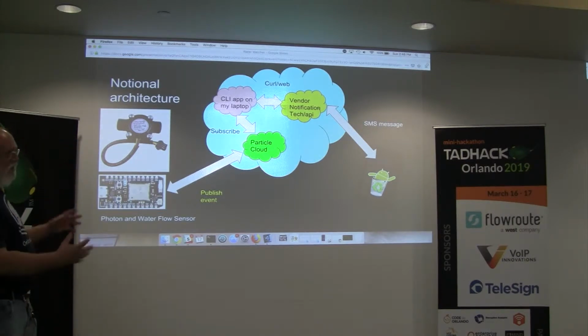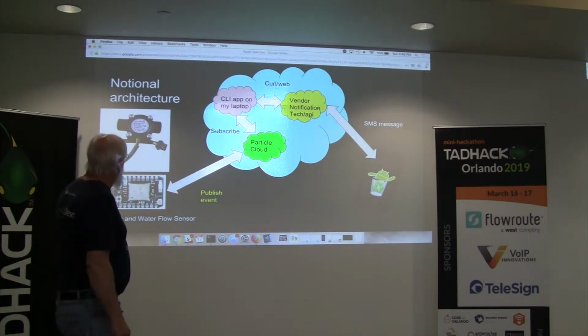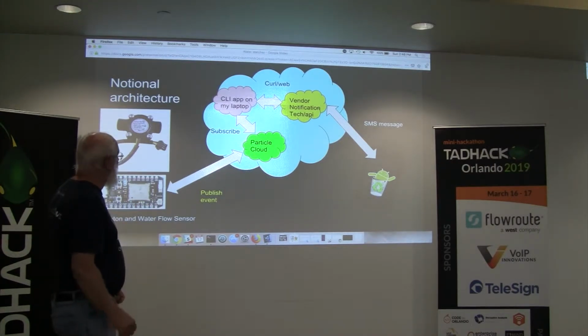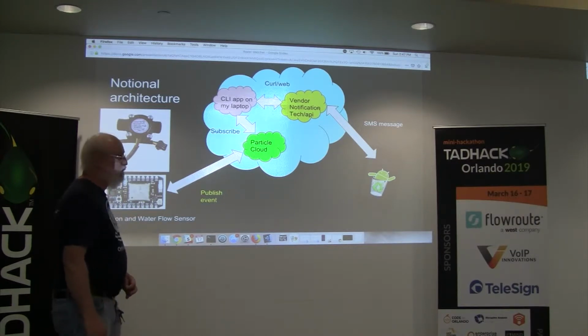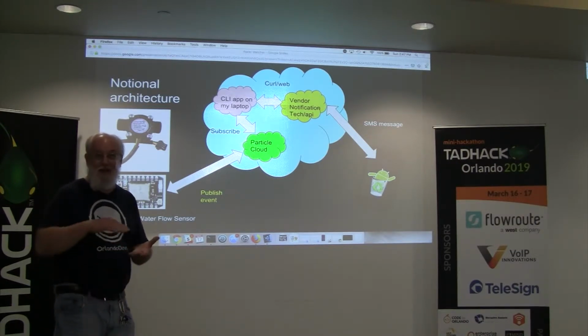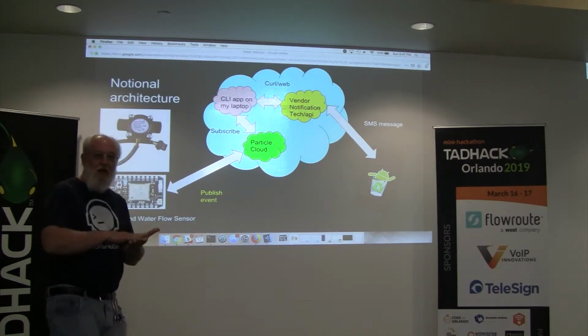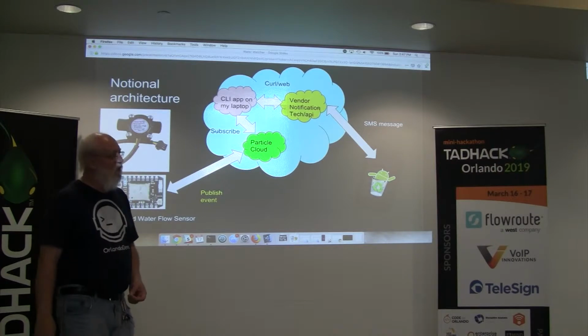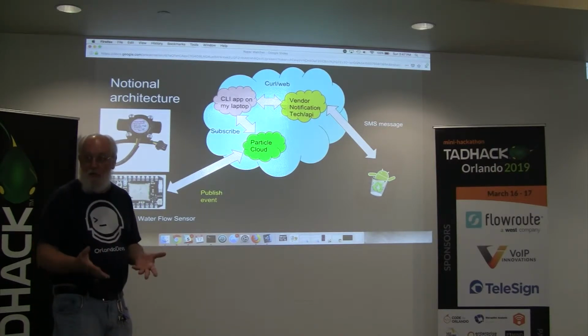This is the notional architecture. I guess I've actually built part of it, so it's not completely notional anymore. There's a water sensor, which is basically a little turbine, and when the water flows through it, it turns the turbine. The turbine turns a Hall effect sensor, which is like a magnetic switch opening and closing, and the microcontroller counts how many times the turbine has turned. If you know the volume it takes to turn the turbine, you can tell the exact water usage.